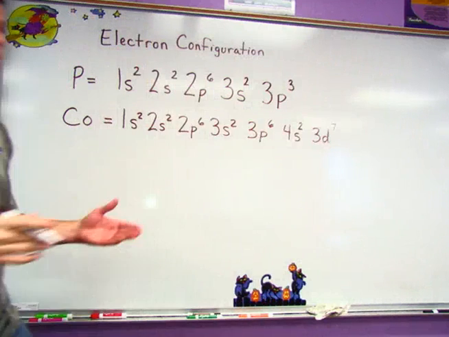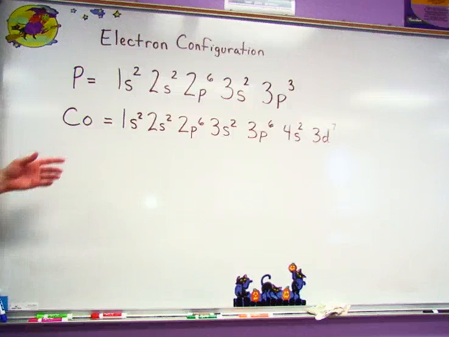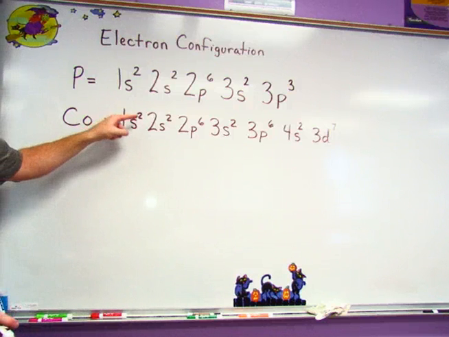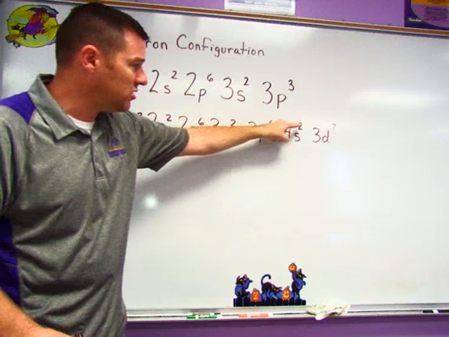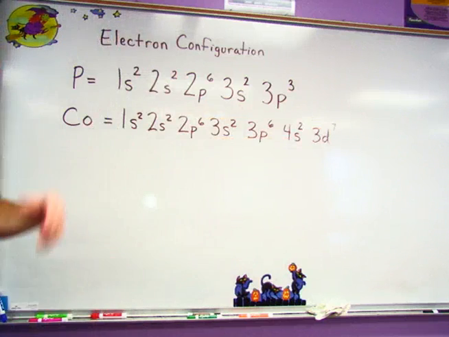And just to check your work, you know you have 27 electrons in cobalt. You can count your superscripts: 2, 4, 10, 12, 18, 20, 27, and cobalt is number 27. So you figure, good sanity check, you're probably right.